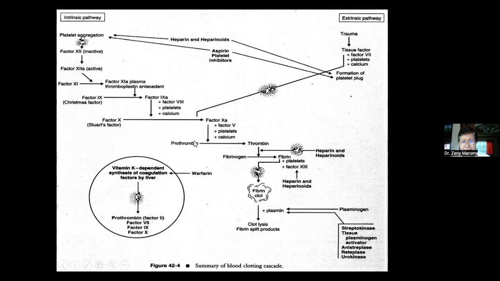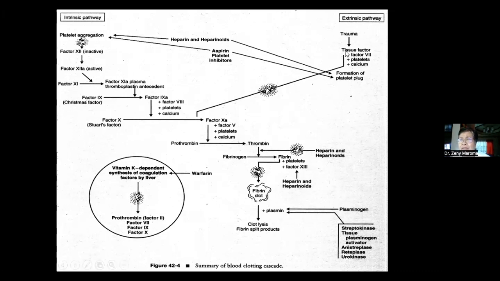Prothrombin, and fibrinogen, factor 1. Kailangan natin ng clotting factors, kaya magkaroon tayo ng blood clot. Kaya pag may injury, mag-bleed at magba-blood clot.